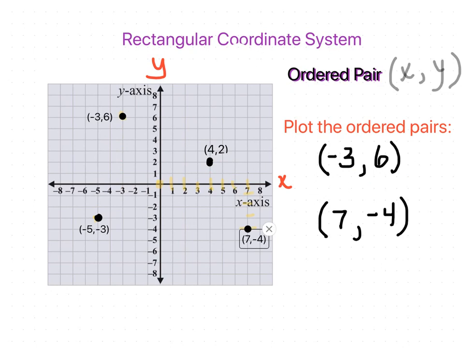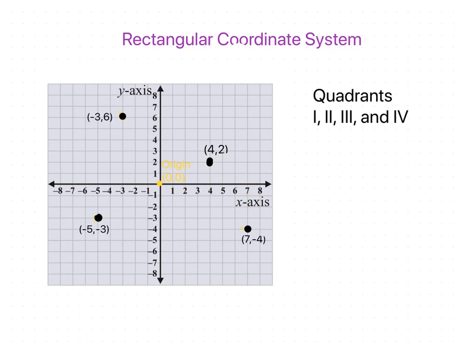Remember that your x-coordinate does represent your left to right movement, right? Okay, and your y-coordinate represents your up and down movement. One more quick thing with the basics of the rectangular coordinate system, or our coordinate plane. We're going to talk about quadrants.